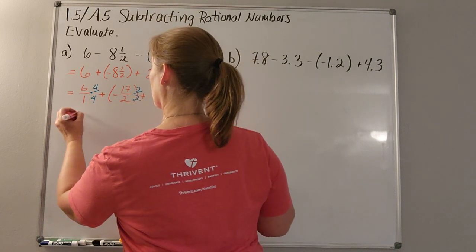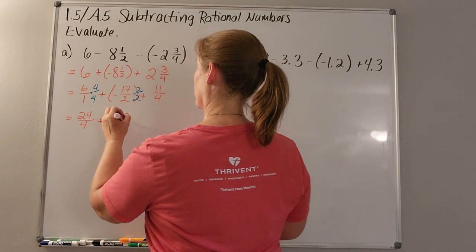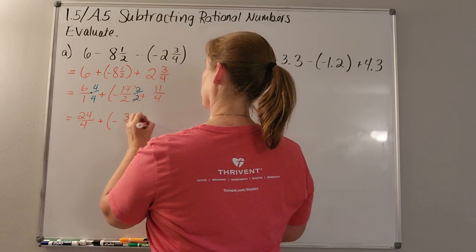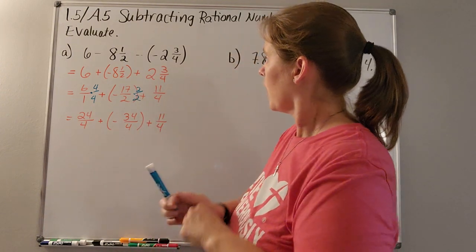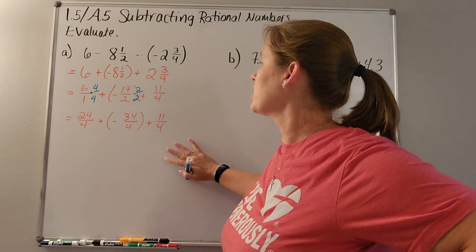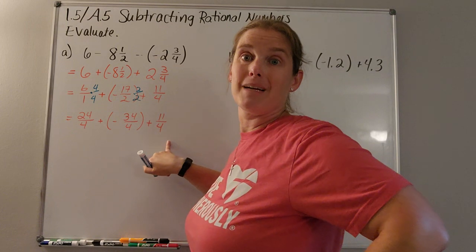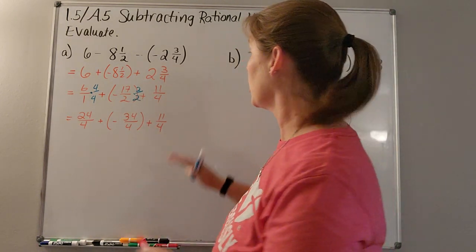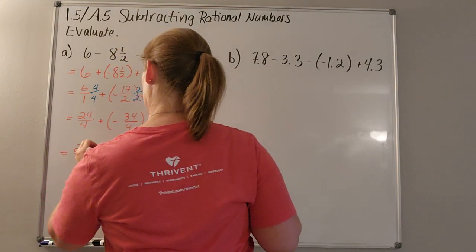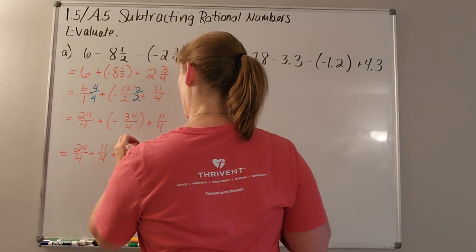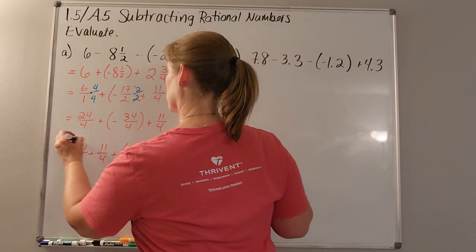So we've got 24 over 4 plus negative 34 over 4 plus 11 over 4. Now, are you saying, maybe I want to rewrite this, put this in a different order? Like maybe I want to add my two positives first because I know how to do that? Well, let's do that then. The commutative property lets us do that. Because it's all addition, we can move things around however we want. So we're going to use the commutative property here.